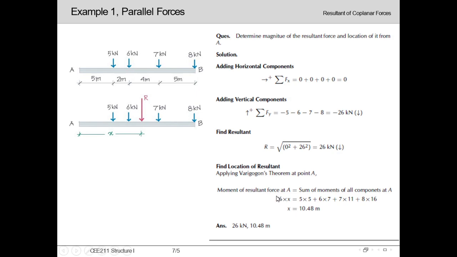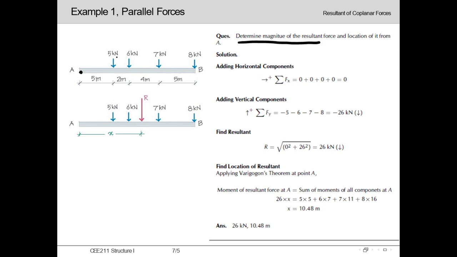Now in this example 1, we are asked to determine the magnitude of the resultant force along with the location of it from point A. Here the point has already been defined. That means we need to calculate moments with respect to point A. Firstly, you need to determine the magnitude of the resultant force and then the location from point A. That means at which distance it is acting from point A.